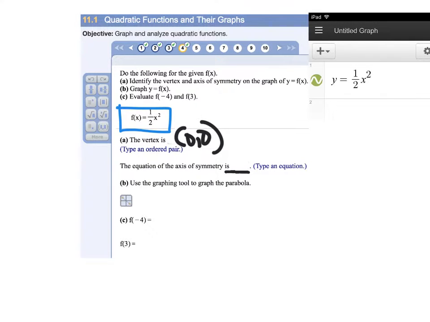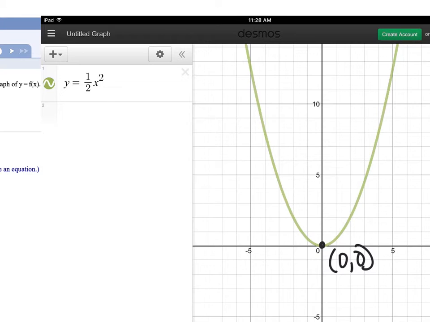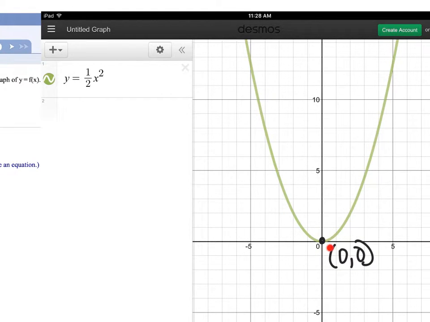Now, there is a formula, and I need to show you the formula in case our vertex is not this perfect, nice, beautiful, obvious answer. So the formula for finding the vertex, it's a little on the long side. So here we go.